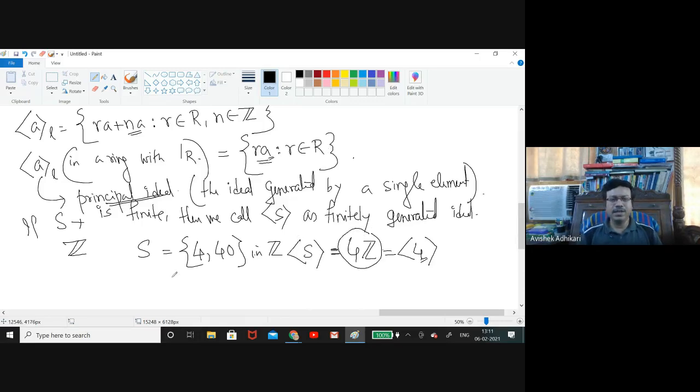The idea here is you can see that in Z, any ideal should be generated by a single element.